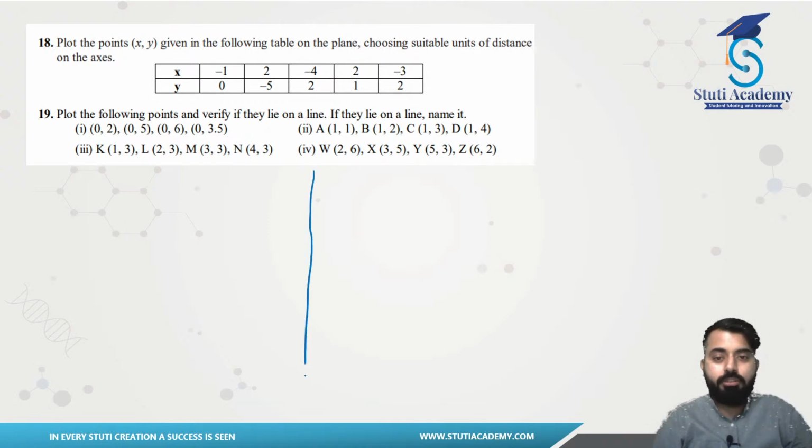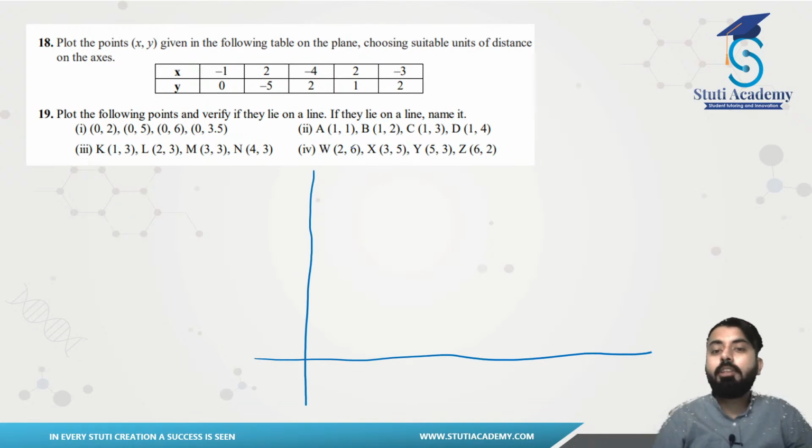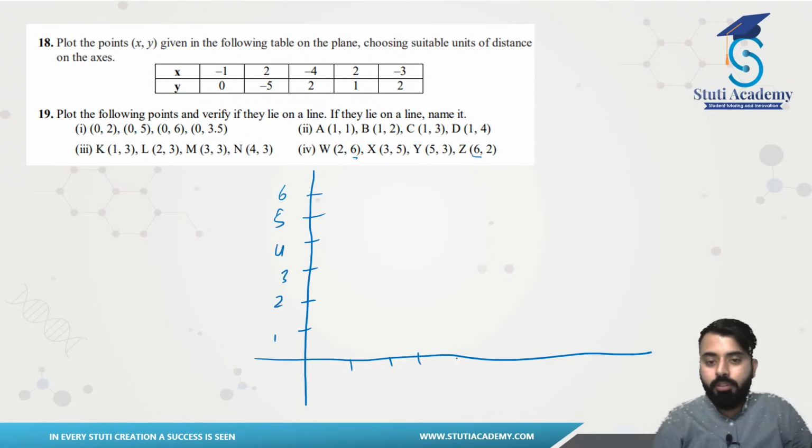Now let's just plot our last part. I can see I don't have any negative values, so I'm going to skip those parts. I can see the maximum value of x is 6 right here, and maximum value of y is also 6. So 1, 2, 3, 4, 5 and 6, and 6, 5, 4, 3, 2 and 1. Now we have to plot 2, 6: 2 units on the right, 6 units upward. So the point should be here, right? Let's say 2, 6. 3 units on the right, 5 units upwards. Let's say this is the point which is W.